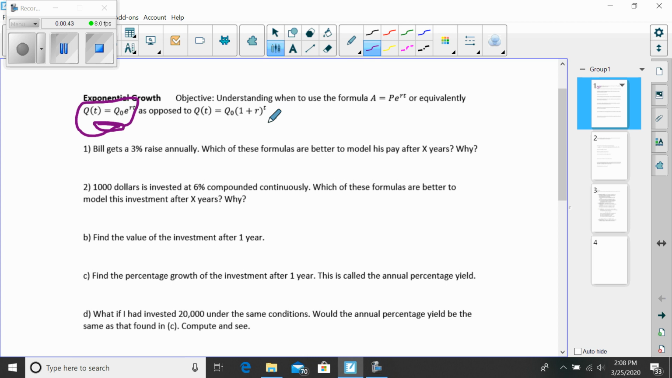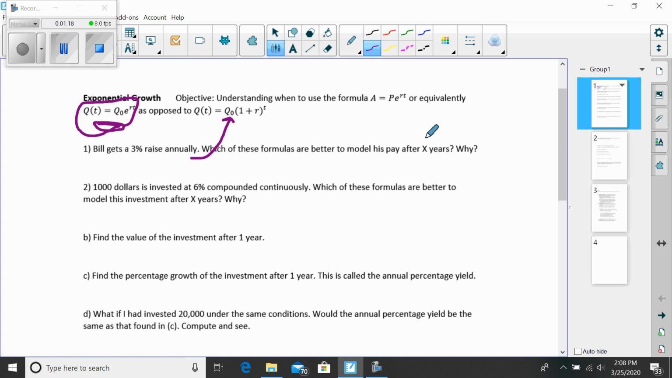And so this is the formula that I would use if I get a 3% raise annually. The next year I get this amount dumped into my annual salary that then I get divided over my number of pay periods. Okay, so if Bill gets a 3% raise annually, which formula is better to model his pay? Exactly what we were talking about, this one.